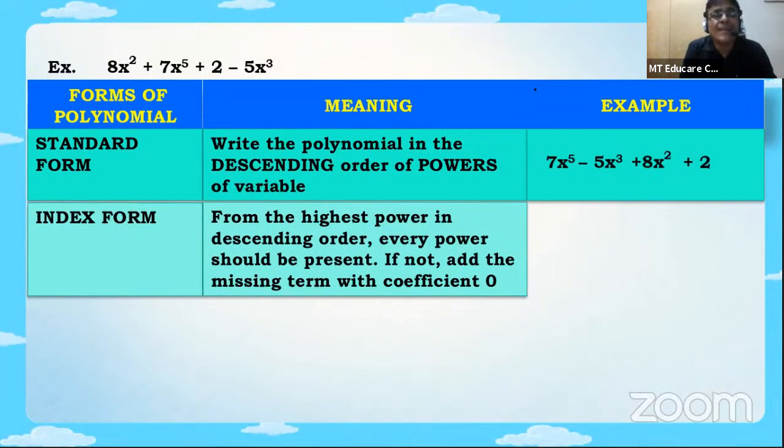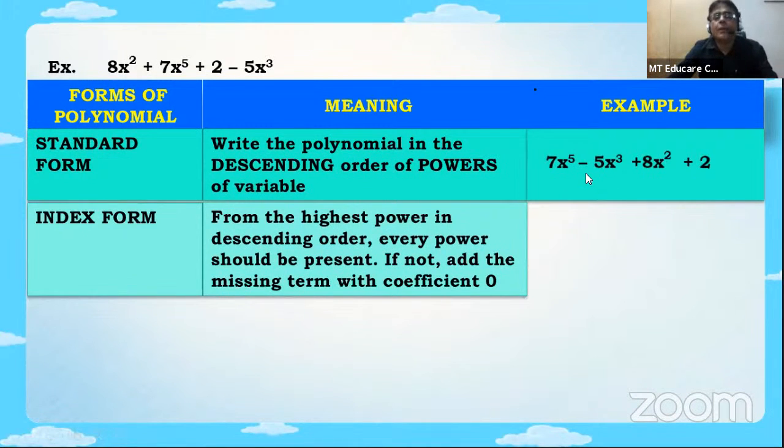Now let us go back to 8th standard. They used to ask us a division sum. In the division sum, during normal division, if a term is missing, do you remember? We used to write 0x raised to 4, 0x raised to 3. We used to write 0, 0 in front. Here also we have to do the same.